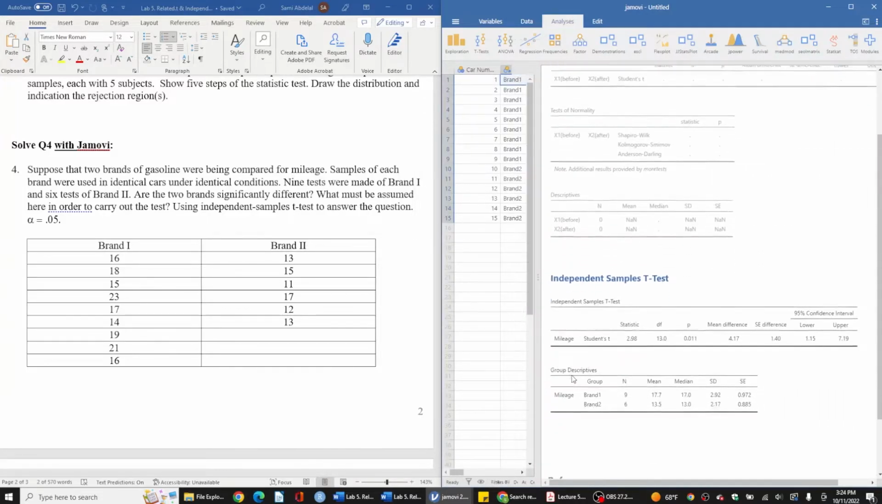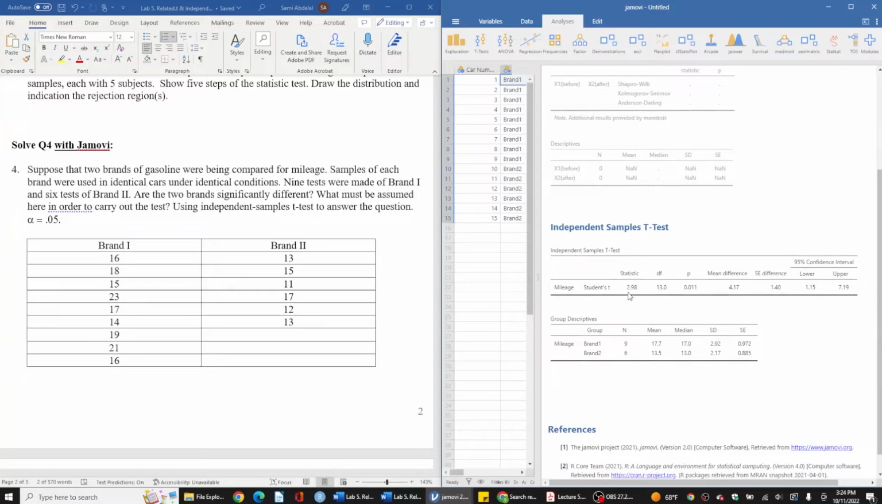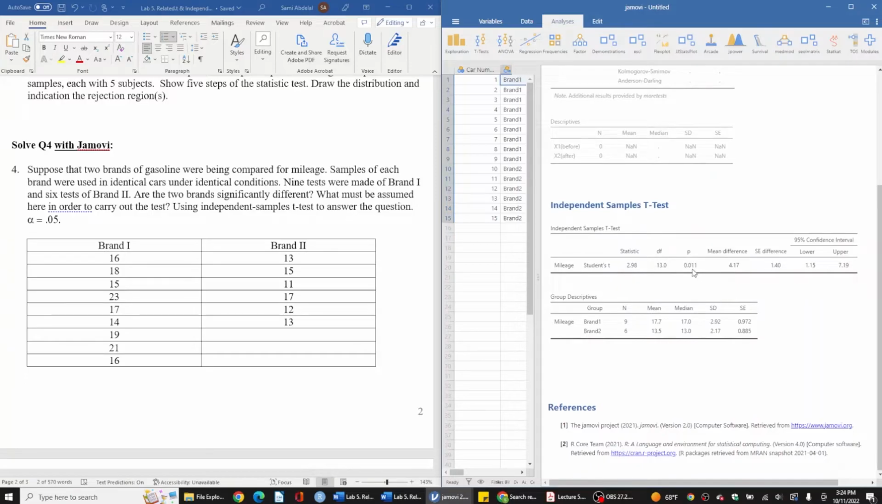And then we read it the same exact way. So let's look here. This is our statistic, so it's 2.98. Our degrees of freedom here are 13. The p-value is 0.011, so not quite below 0.01, but it's below 0.05, so we've got some significance there. And then we have our group descriptives here, which we will need for our APA formatted answer.